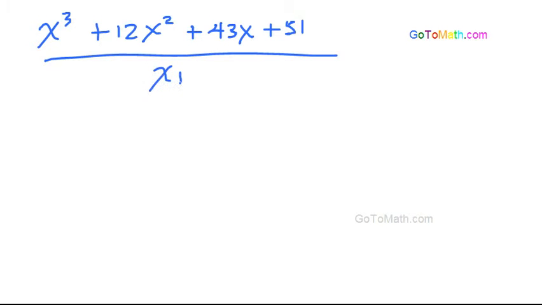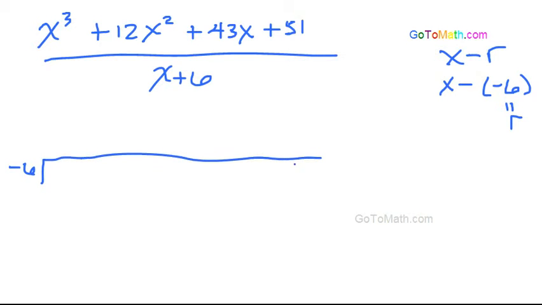x plus 6. So remember, we've got to get this in this form here. So looks like we're going to be doing this. This is our r here. So we've got minus 6 and somewhat of a straight line. So we're going to have a 1, a 12, 43, and 51.